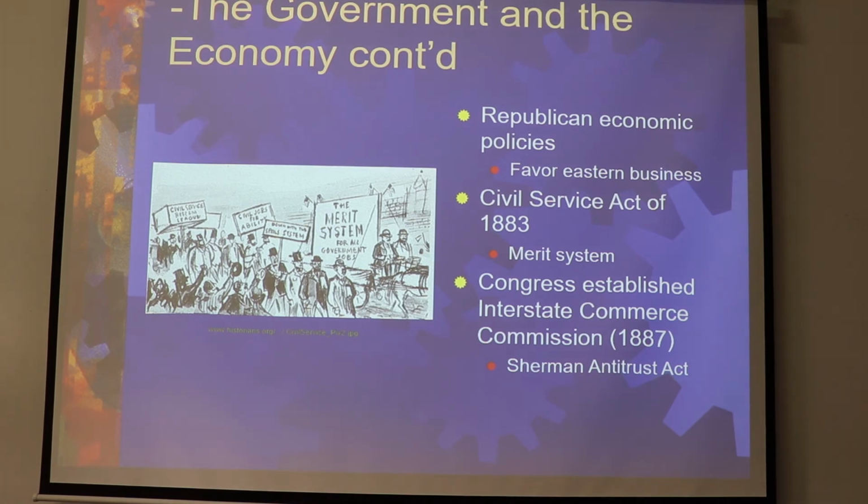Congress also established the Interstate Commerce Commission in 1887, because the federal government does have the power to regulate interstate commerce, and now there's so much interstate commerce going on because we're so connected. That happens in 1887, and part of that is the Sherman Antitrust Act, built in to put limitations on corporate power.